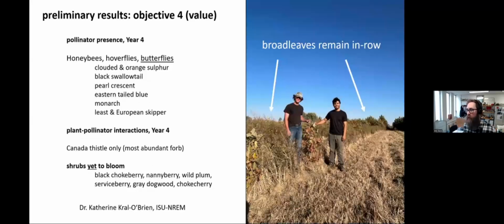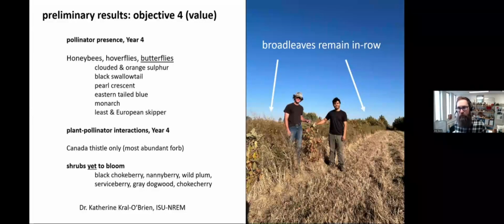This is cool. I thank Dr. Catherine Crowell-O'Brien, ISU NREM, for this. Just did a quick pollinator survey this summer, and we're going to continue this seasonally as we go forward here. Pollinator presence: they detected honeybees, hoverflies, and butterflies, and you can see the list of cool butterflies there that were present in the buffer. And then plant-pollinator interactions, which I take as the actual pollinator physically interacting with the plant. They only found that happening with Canada thistle, which was the most abundant forb.